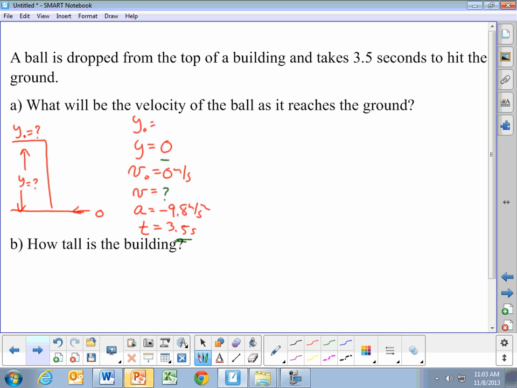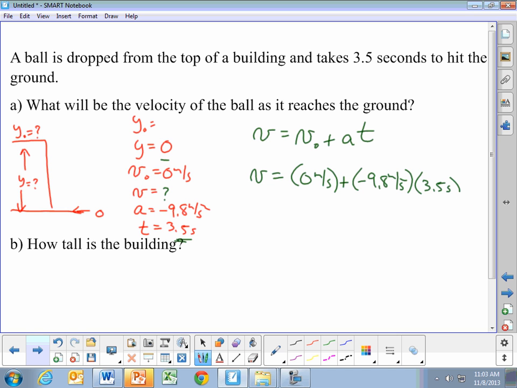So to find the velocity as it reaches the ground, I want velocity as a function of time. So that's the equation v equals v0 plus the acceleration times the time. And so I have that the final velocity is going to equal the initial velocity of 0 plus negative 9.8 meters per second squared times 3.5 seconds. And so this gives me a velocity of negative 34.3 meters per second.